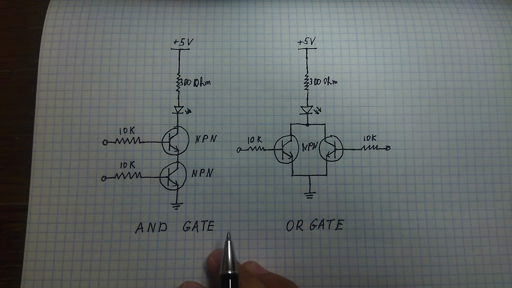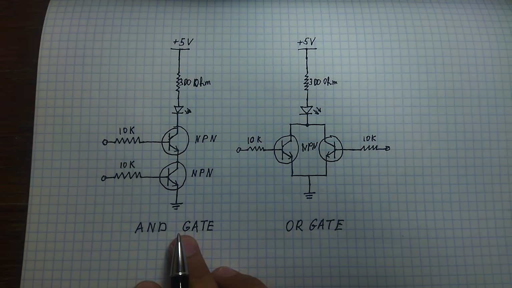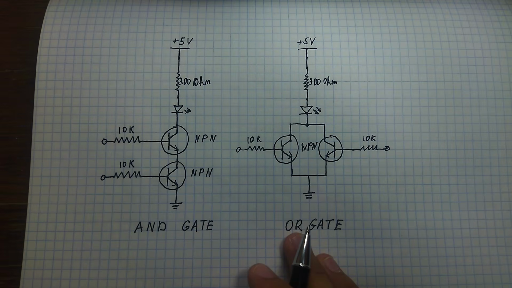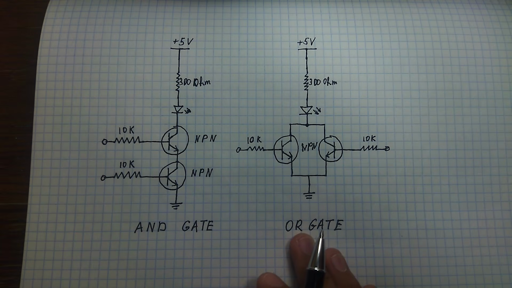Here I will show how these logic gates work in schematics. The first one is AND gate and the second one is OR. In AND gate we just need to place two transistors in series, and in OR gate in parallel. So that's everything you need to know.